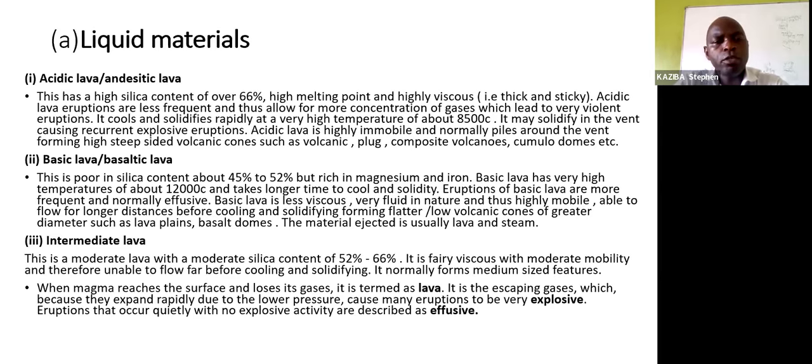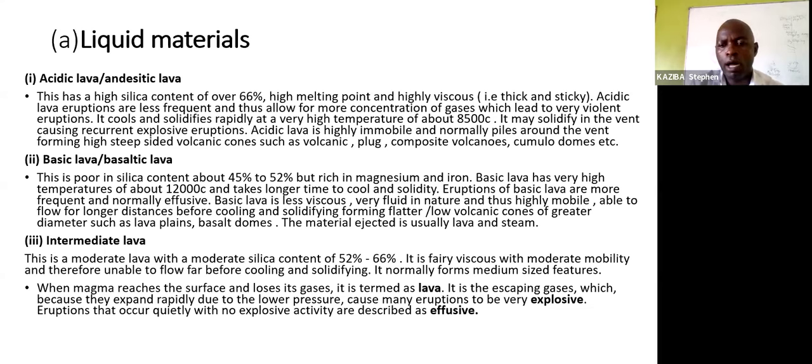Then the second liquid material we have is the basic lava. This one is of low silica content, between 45 to 52%, and it is rich in magnesium and iron. This one is fluid and is able to flow for a long distance before solidifying. So it is ever at a high temperature of about 1,200 degrees Celsius and takes a long time to cool down. Then you also have intermediate lava. This one is of moderate silica content and is fairly viscous.